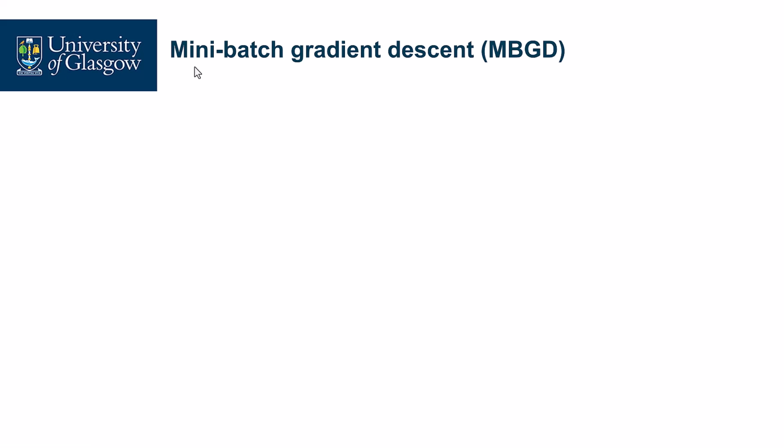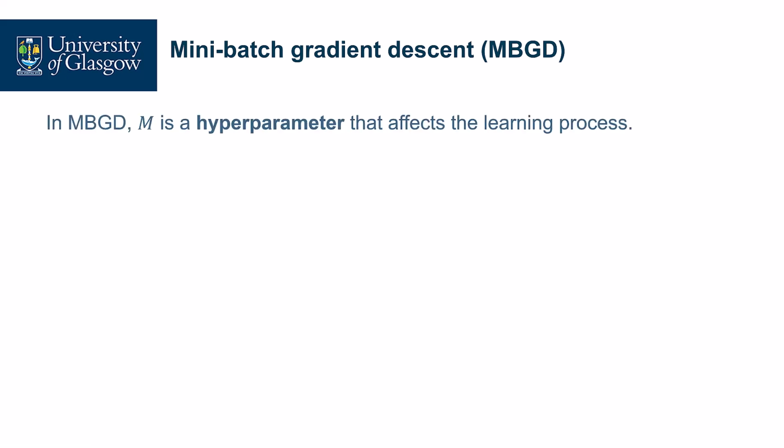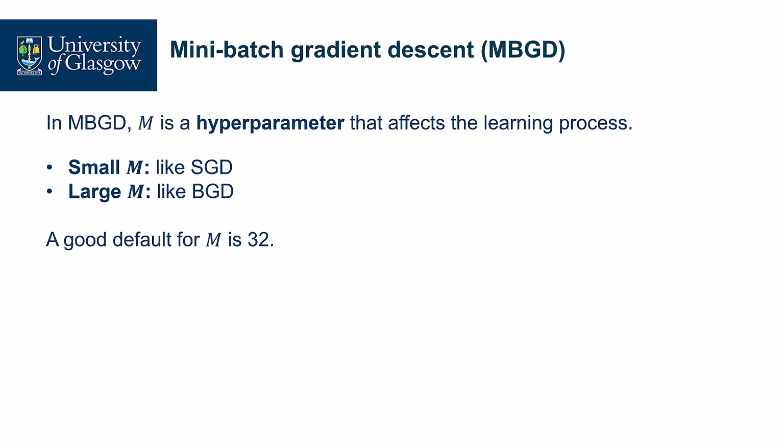And in MBGD, the hyperparameter is what? It is m, right? The mini batch size. If the mini batch size is small, this goes toward stochastic gradient descent. The extreme case is m equals 1. When m is large, it goes toward batch gradient descent. The extreme is that the batch size is N. Normally, an often used size is 32, right? I covered more details on this in the second week of the machine learning course, so for more details, you can review that course.